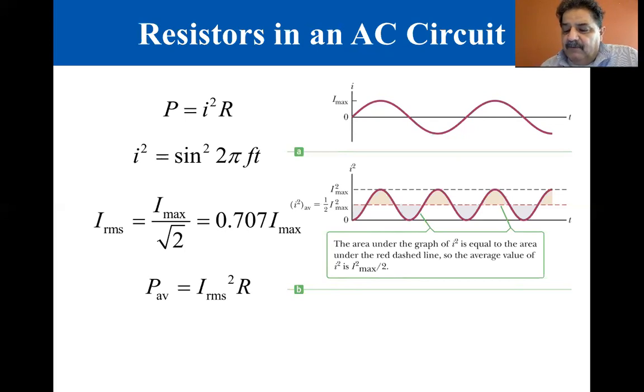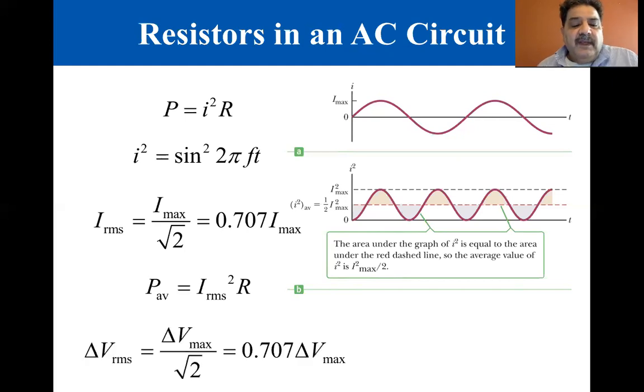We can talk about alternating voltages in the same way in terms of rms voltages with the relationship here. Delta V rms is equal to delta V max divided by the square root of 2, which equals 0.707 times delta V max. Delta V rms is the rms voltage, and delta V max is the maximum value of the alternating voltage. When people talk about measuring an AC voltage of 120 volts from an electric outlet, they actually mean an rms voltage of 120 volts. A quick calculation using this last equation shows that such an AC voltage actually has a peak value of about 170 volts.